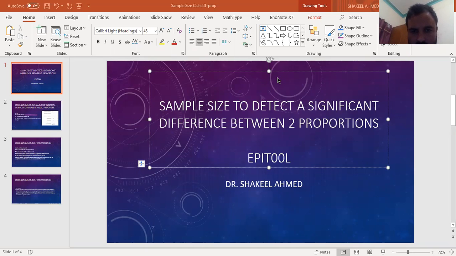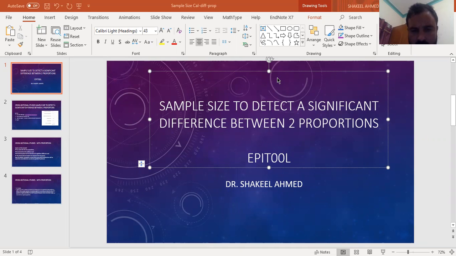In today's tutorial, we learn how to compute sample size when we wish to detect a significant difference between two proportions. This type of study is conducted in most research in health sciences and business sciences when we want to compare two proportions of a population, or there are two random samples taken from a population randomly, and we wish to estimate the difference in proportion in the two groups.